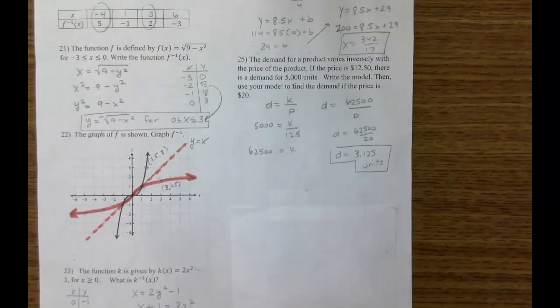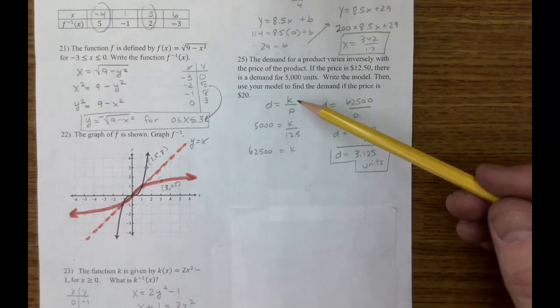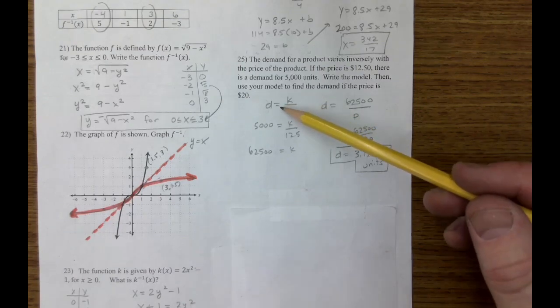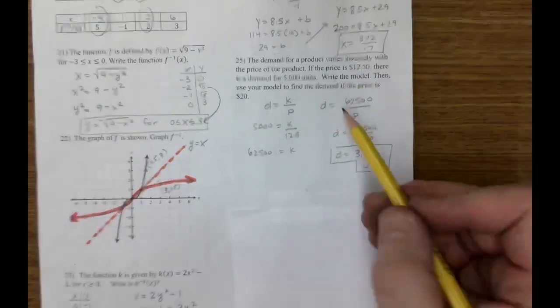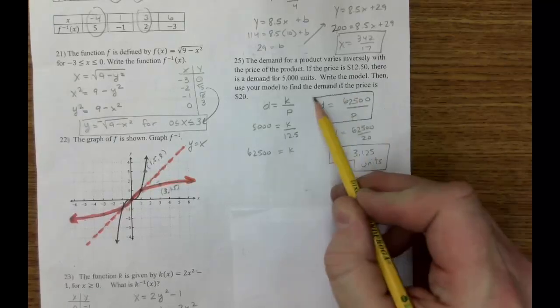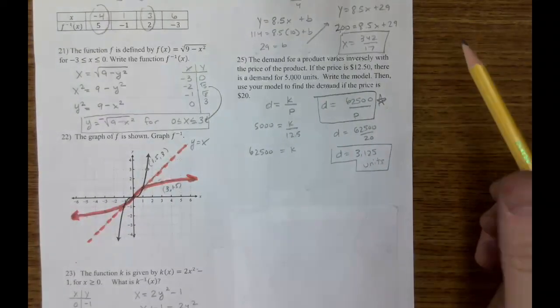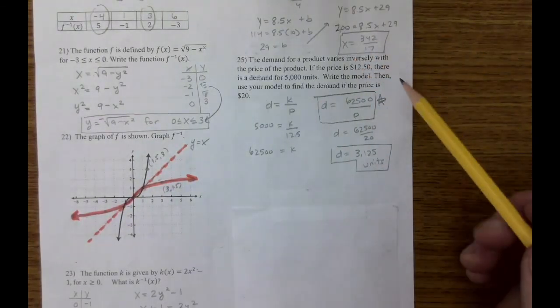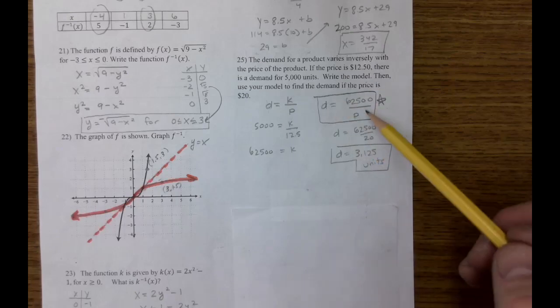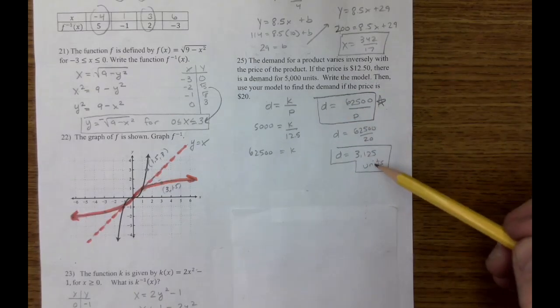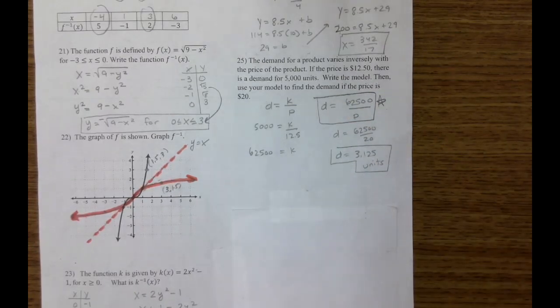On the last problem, I have an inversely proportional problem. There's the start. Figure out the k value, and now I have an equation that I can use. And they tell me what's the demand if the price is 20. I put a 20 there and do the math. All right, hope this helps with your practice test.